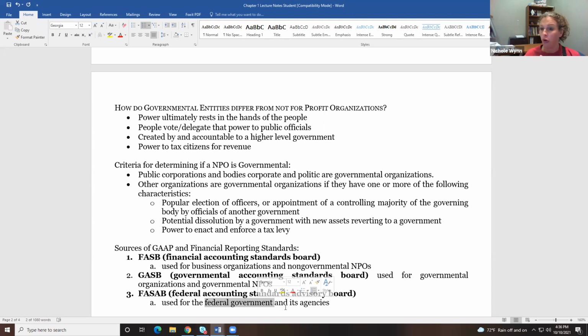City, state, local government. The county, the city of Wichita, the state of Kansas. But the federal government has their own operating standards, which are more GASB related than FASB related, but they have their own category. And so this class does not cover this or this for the most part. We're going to focus almost exclusively on the GASB.